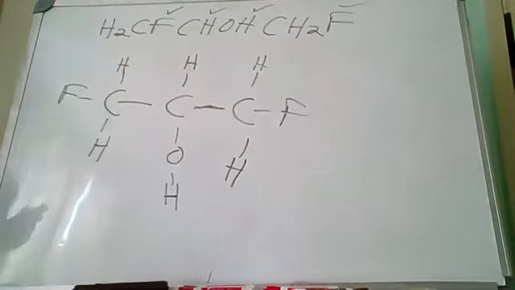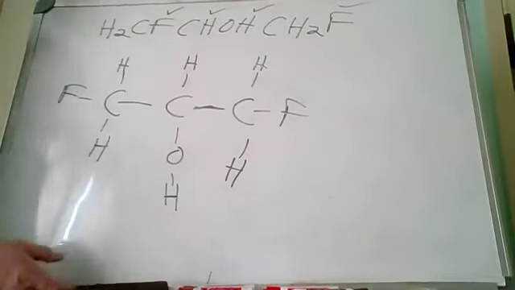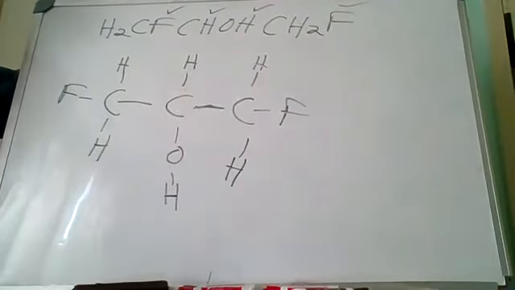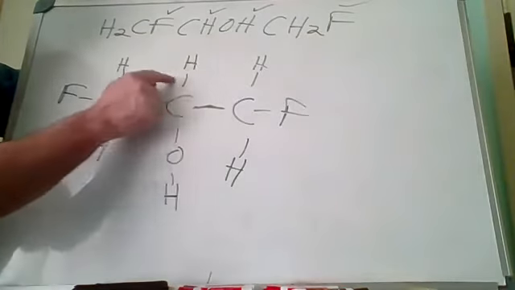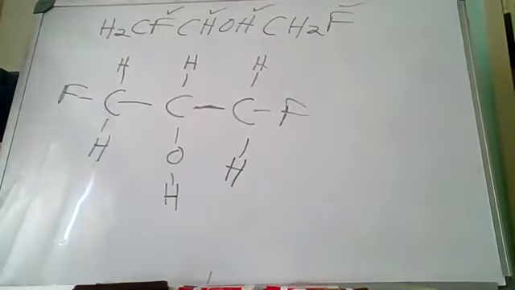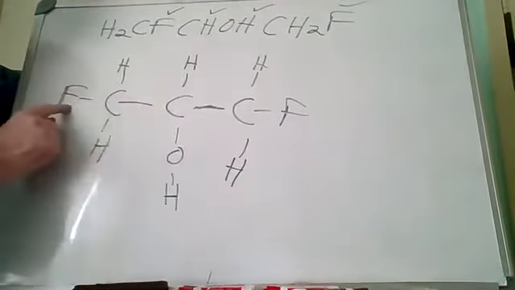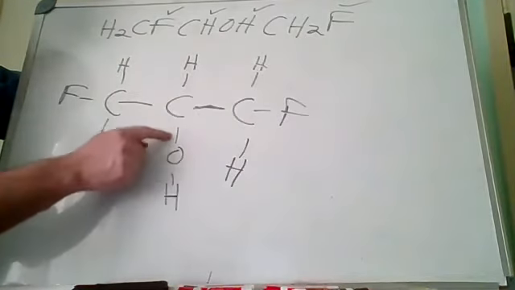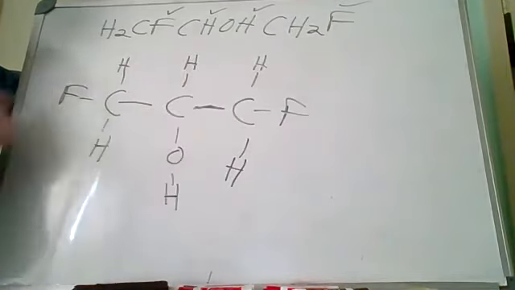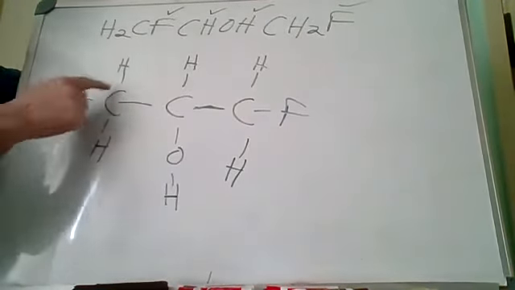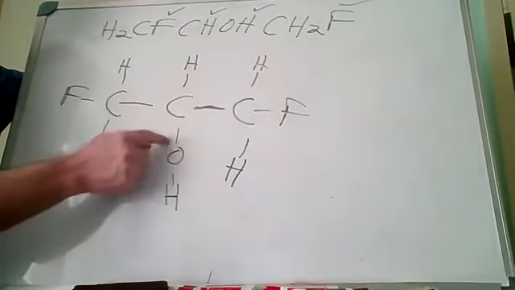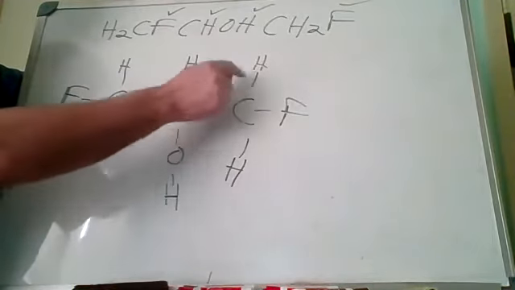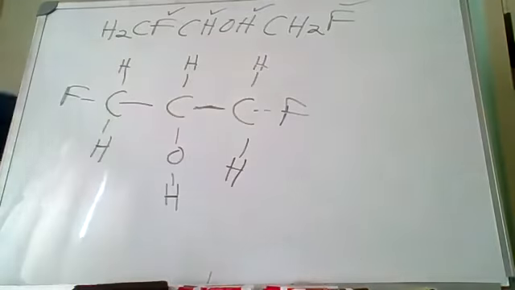Okay. All right. Now, we're going to go back and make sure every atom has the right number of bonds. Hydrogen should have 1, 1, 1, 1, 1, 1. So we're good there. The fluorine should only have 1. The oxygen should have 2. And each carbon should have 4. So 1, 2, 3, 4. And then this carbon. 1, 2, 3, 4. And then this carbon. 1, 2, 3, 4. Right? So we're good.